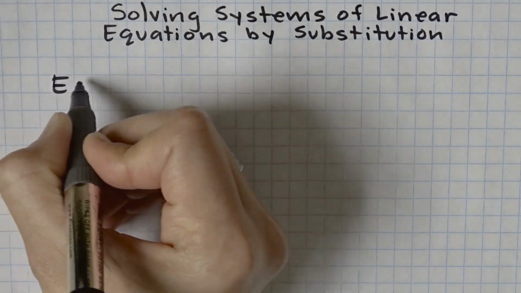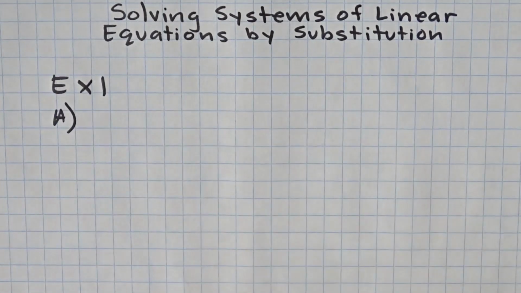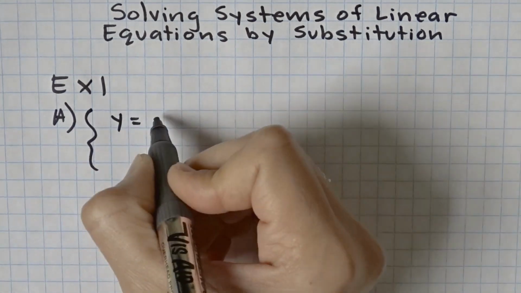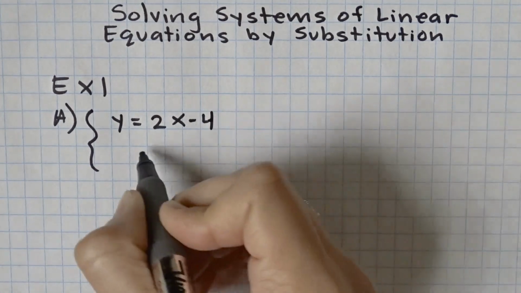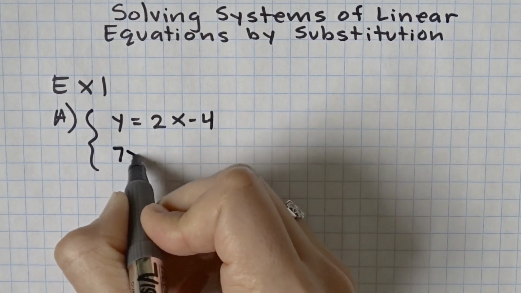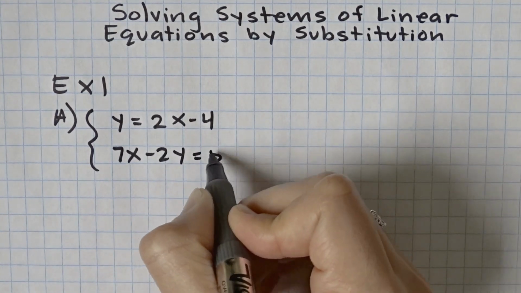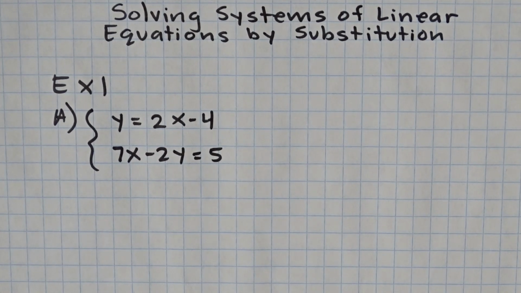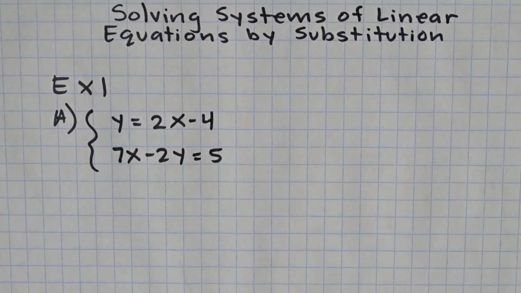So let's look at the first example. Example 1a. The equations will be y equals 2x minus 4 and 7x minus 2y equals 5. So these two equations will form straight lines and they will intersect. However, I'm not going to graph them. I'm going to do this algebraically.